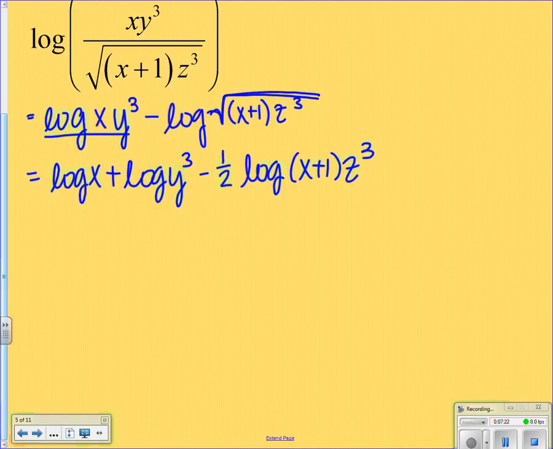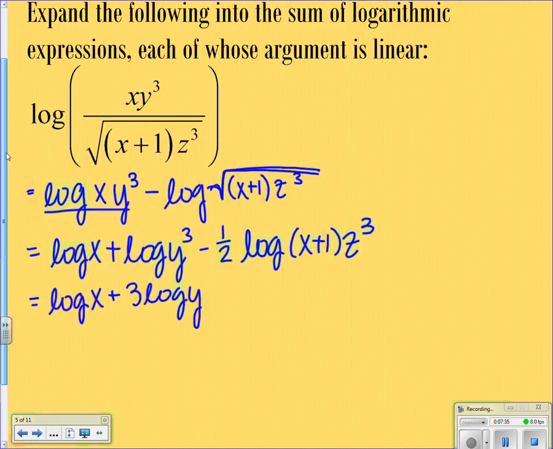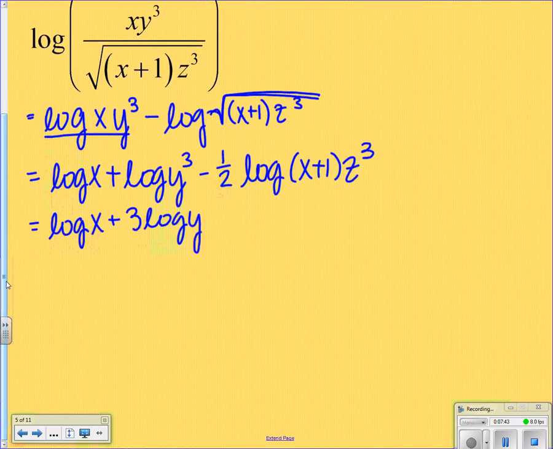Now on the log x, we can't really simplify that any further, so we'll leave it as log x. The log of y cubed, the only thing we can do is make it 3 log y. And the reason we need to do that, it says up here, the argument is linear. So that means that log of whatever it is needs to have no exponent. So we have to move that exponent to the front to make it linear.